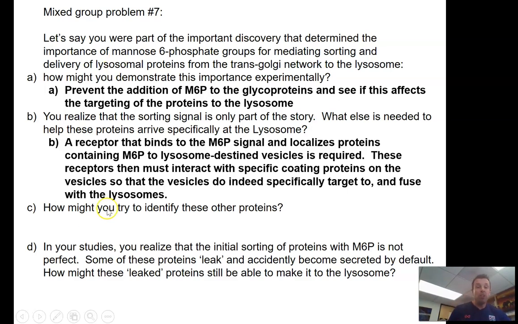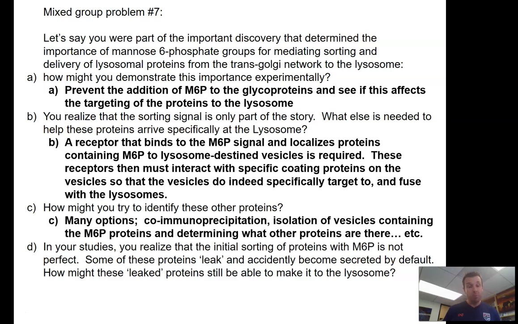This one's a little bit harder. How about you try to identify these other proteins? Well, hopefully throughout our lab techniques series in lab, you'll have some ideas. But there's several options. One is co-immunoprecipitation. You can add your M6P protein and allow it to bind to whatever it's going to bind to, and then you can lyse the cell in a way that doesn't cause protein-protein interactions to be lost. And then if you immunoprecipitate, if you use an antibody against your M6P protein and pull it down, anything it's bound to will come with it. And so we can then identify all those things that our M6P protein was bound to.